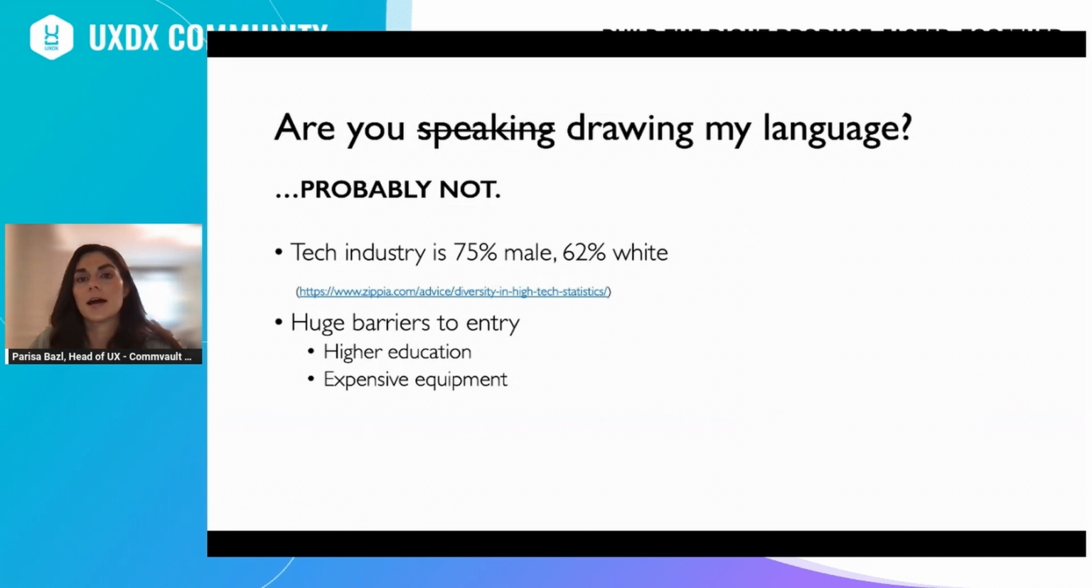And if said higher education isn't directly related to design, then we usually require additional and costly formal training as well. So these are significant barriers to entry, and that means that design is confined oftentimes to a homogenous group of people. And so this tends to have very unfortunate effects.